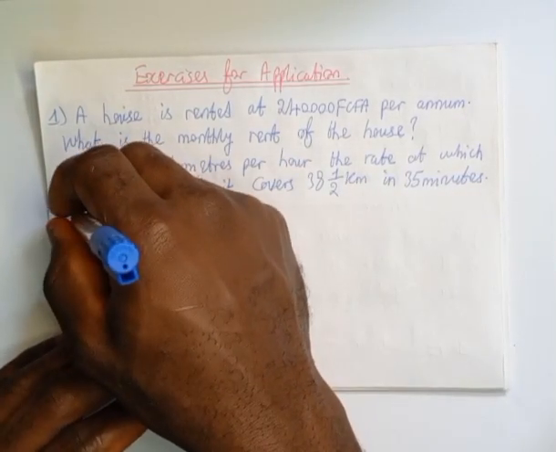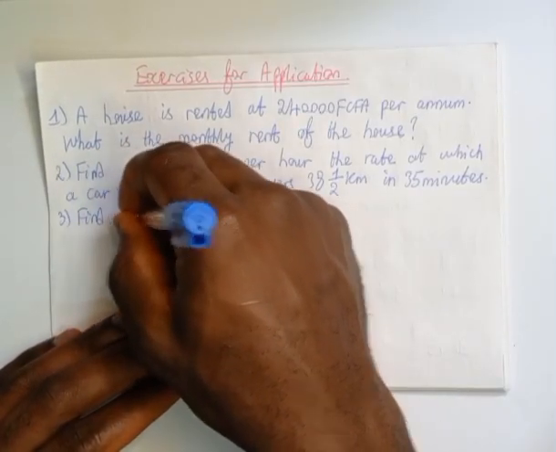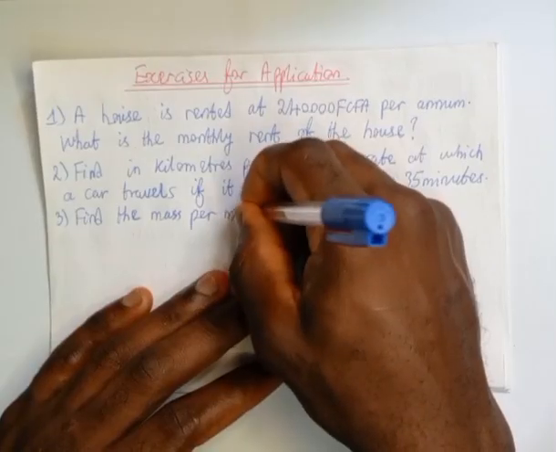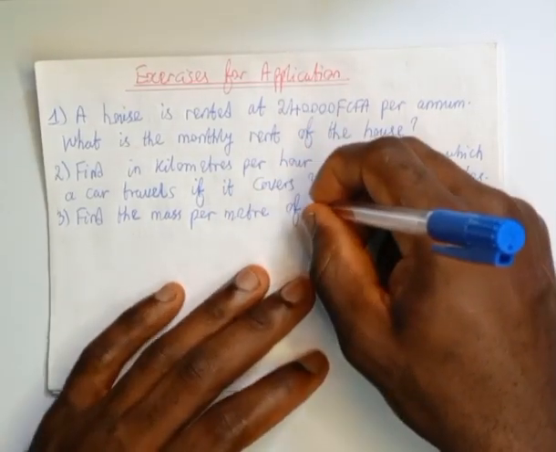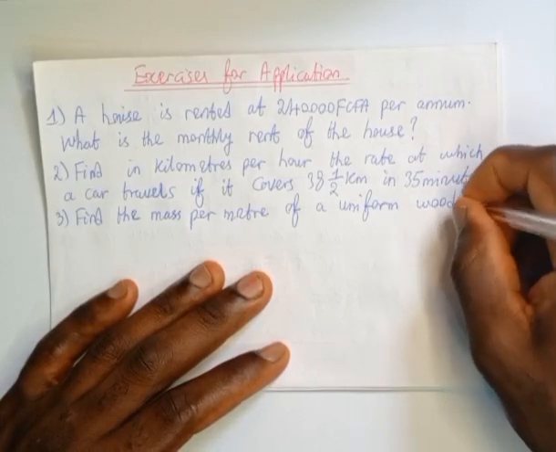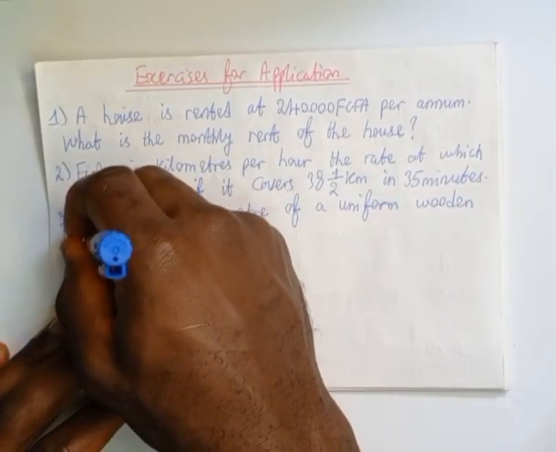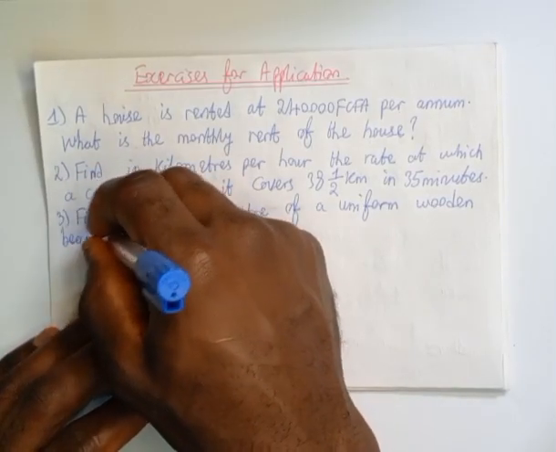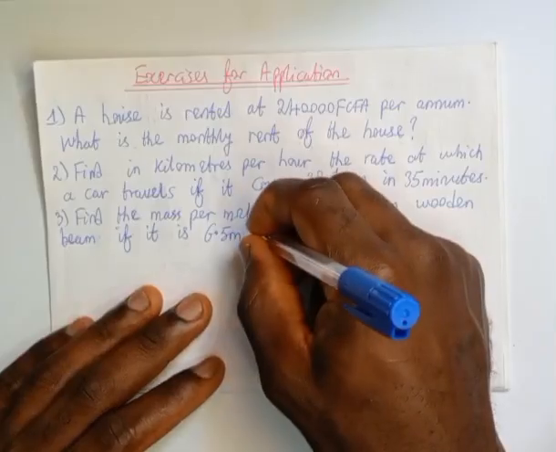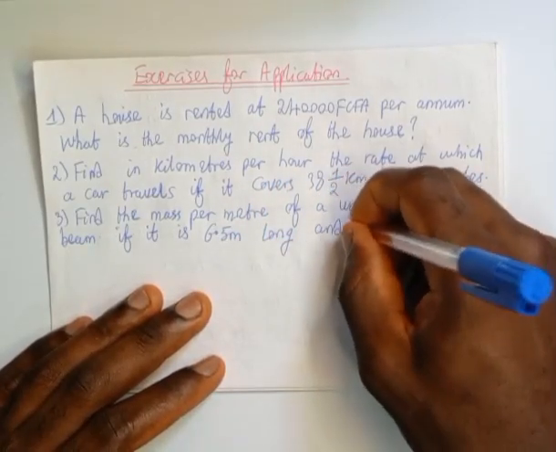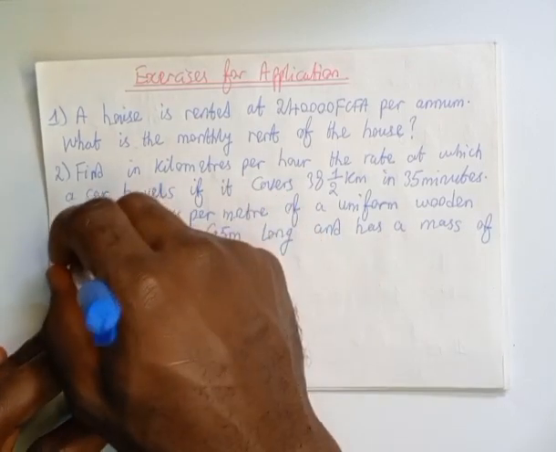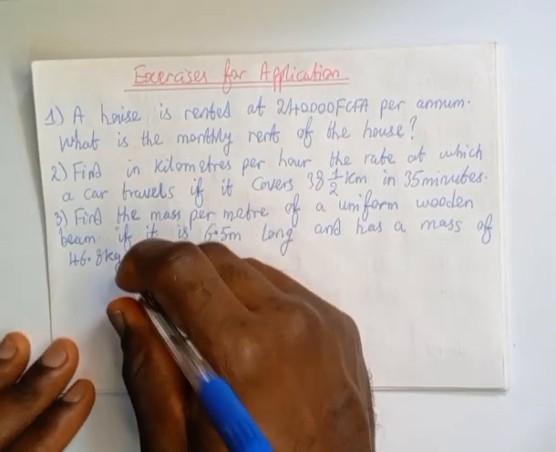Question 3. Find the mass per meter of a uniform wooden beam, if it is 6.5 meters long and has a mass of 46.8 kilograms.